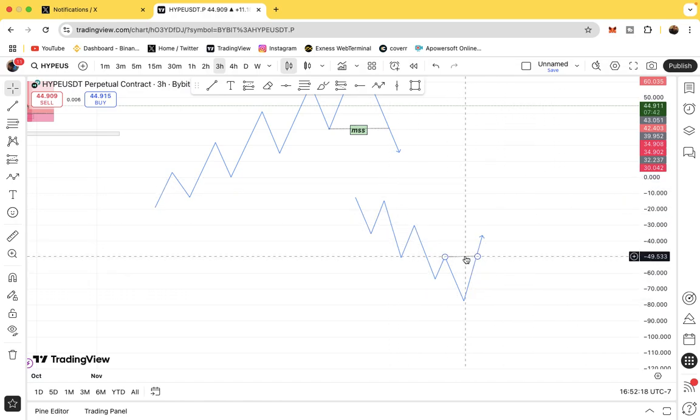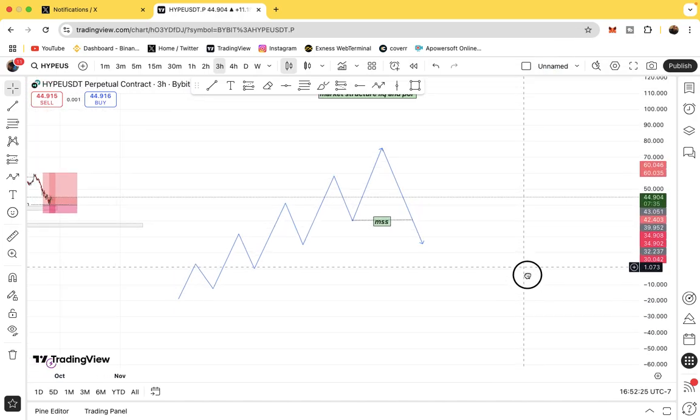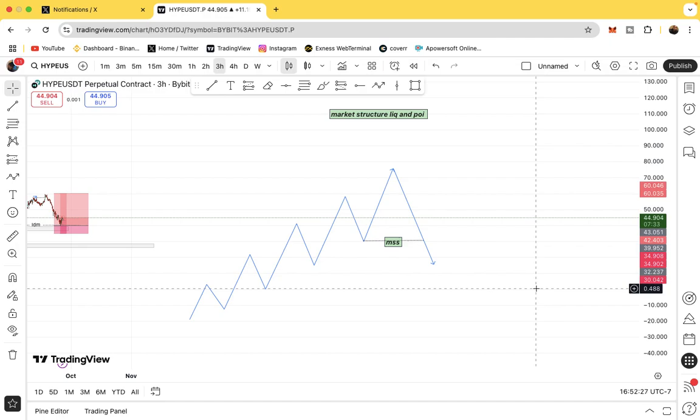So very important. Once you're able to get the structure aspect of the strategy, then we come down to liquidity. Now, liquidity, I mostly pay attention to inducement liquidity, and the market will always create inducement liquidity for you.